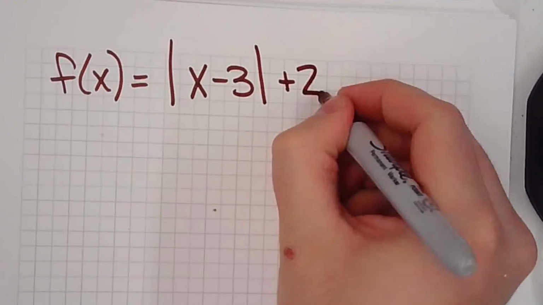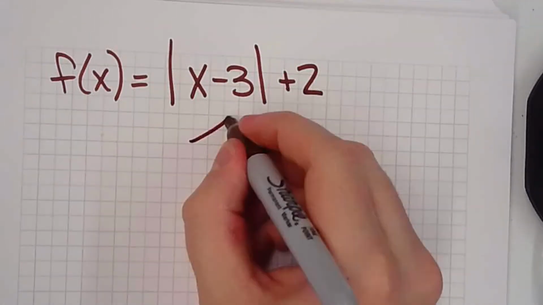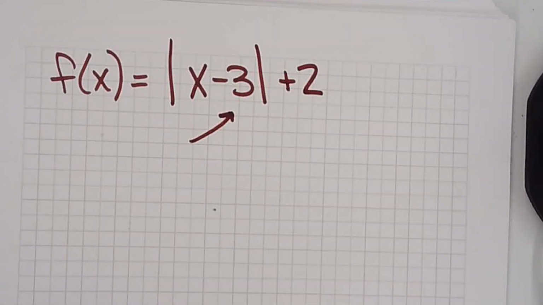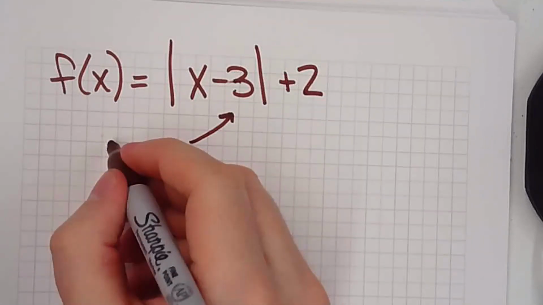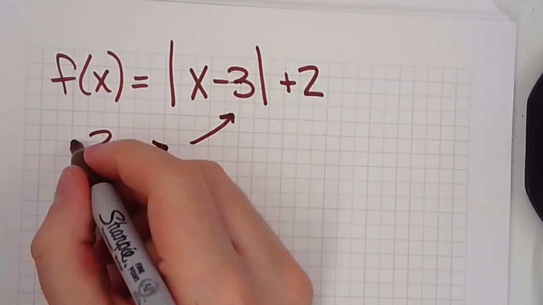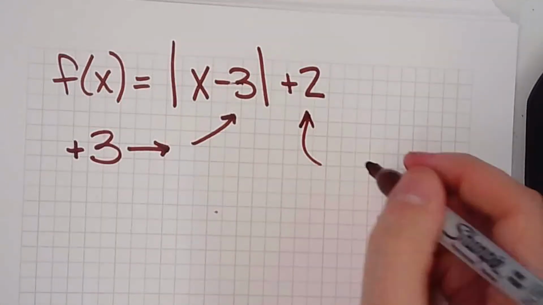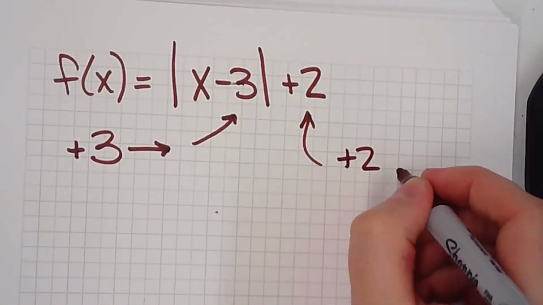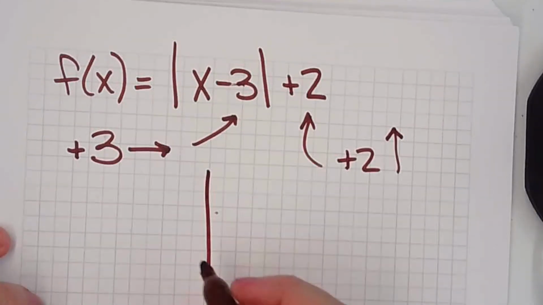So remember, this is our horizontal shift. And for the horizontal shift, we do the opposite of what it says, left or right. So it says negative 3, so we're going to go 3 to the right. Plus 3 to the right. We do the opposite of what it says. For this guy, we just do what it says, and that's going to be 2, since it's our vertical shift, up.